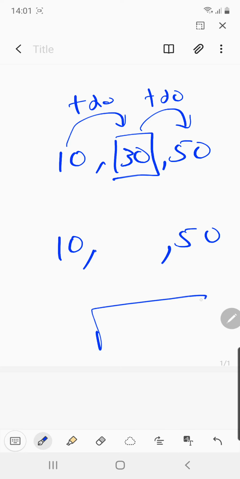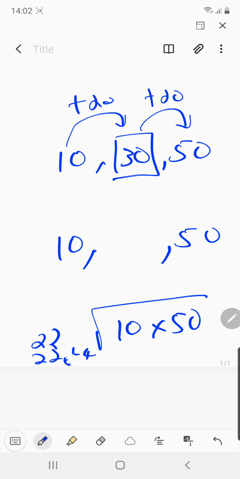So we do square root of 10 times 50. It's an unfriendly number, but square root of 500 should be something like maybe 22, something like that. Just figure it out. 22 times 22, 484, so 22.1-ish. Something like that.